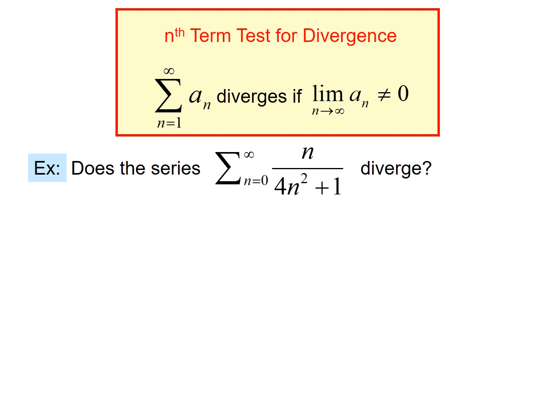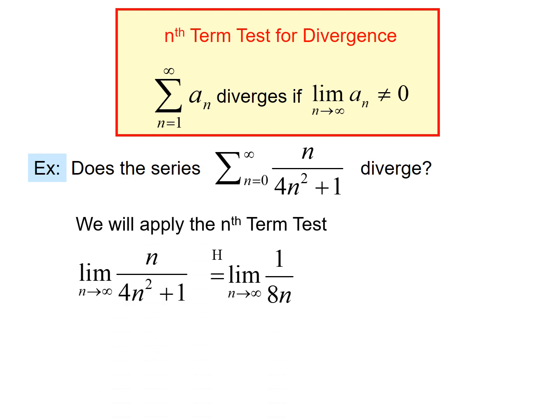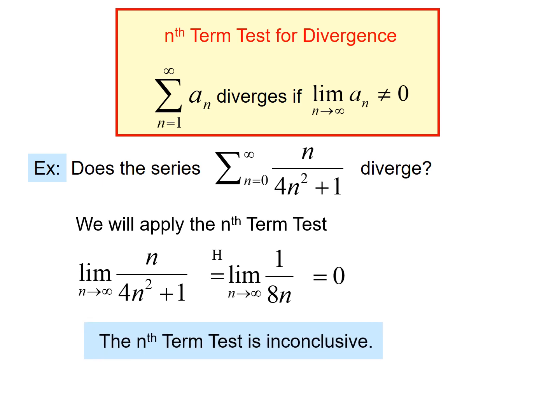We can apply the nth term test here, use L'Hopital's rule, and we end up with 0. So the terms are going to 0, which means the nth term test is inconclusive. This series may converge, it may diverge. Based off the nth term test, we just don't know. And so the upcoming lessons are going to all cover methods of determining if a series converges or diverges.